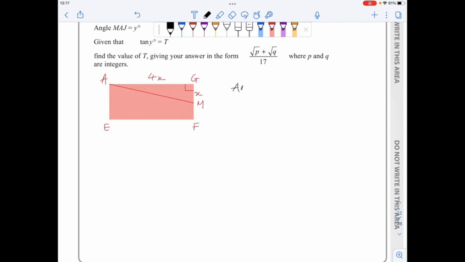So AM squared is equal to 4x squared plus x squared. That's 16x squared plus x squared, which is equal to 17x squared. So AM is the square root of 17x squared. If I break this into 2, I'm going to have square root of 17 times the square root of x squared, which is just x.